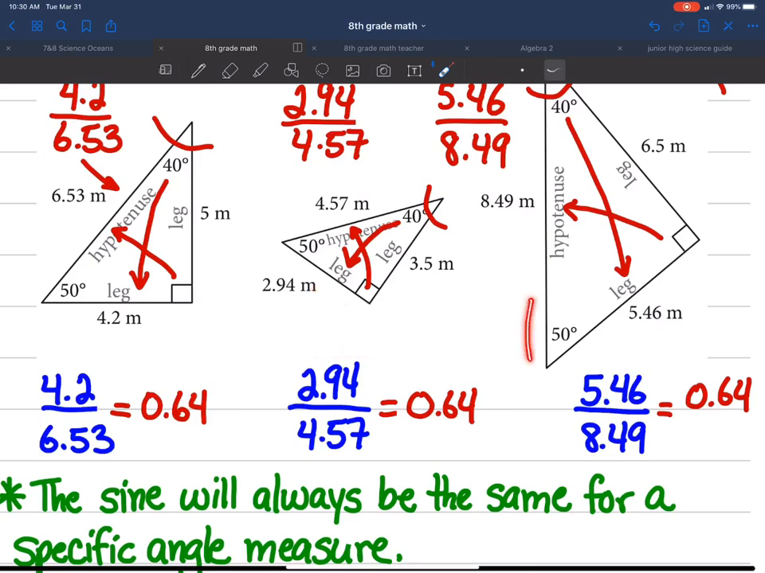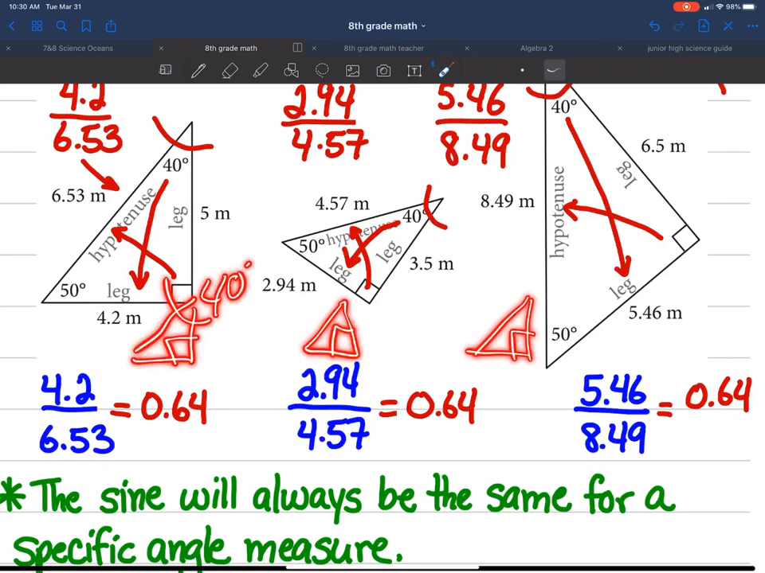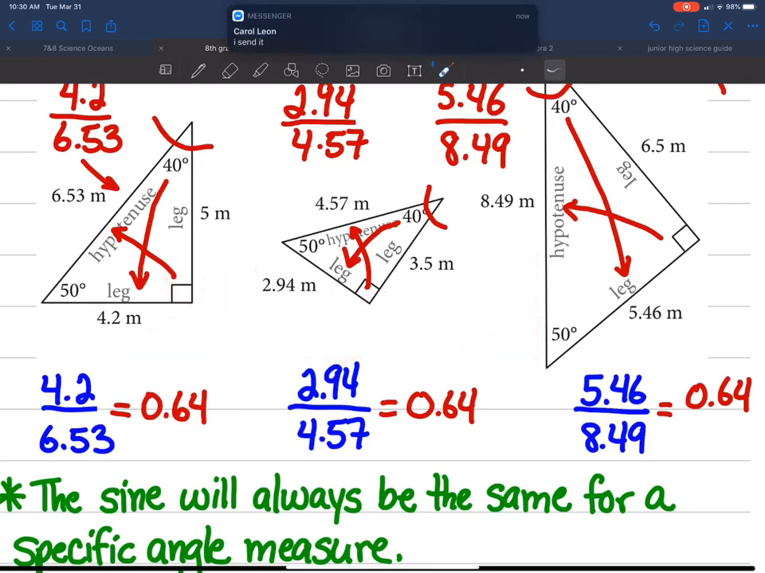If we had another set of right triangles, and they were all similar, and they all had a 40-degree angle, they will have the same measurement. So the sine will always be the same for a specific angle measure. Any angle that has a 40-degree measurement, the sine will be the same. Okay? So keep that in mind.